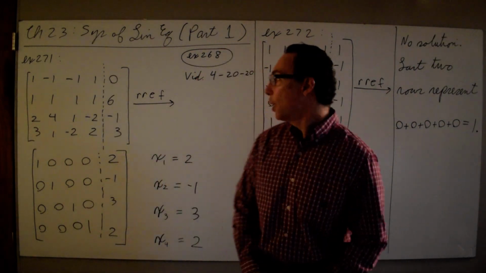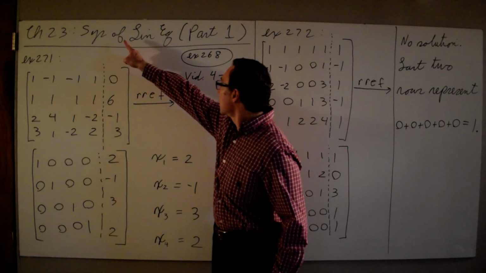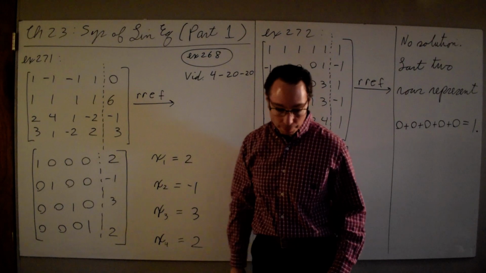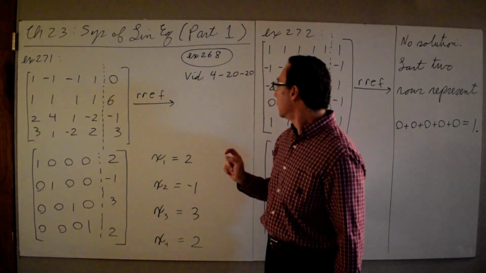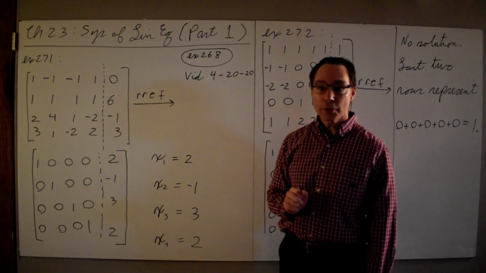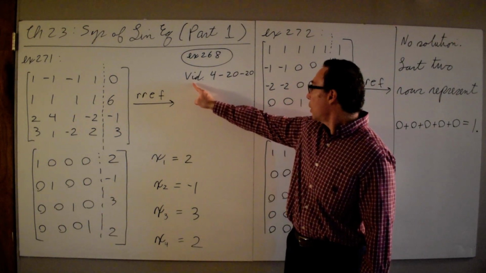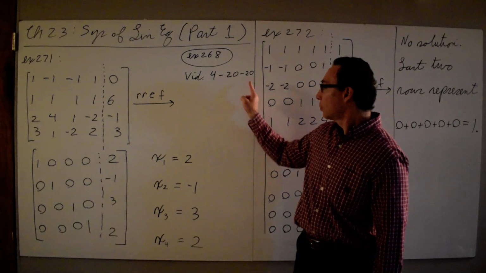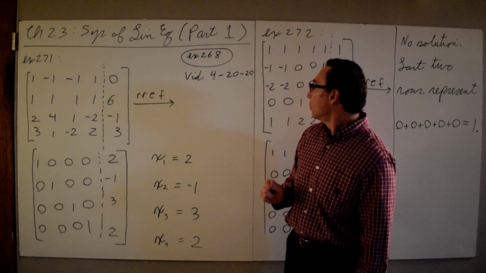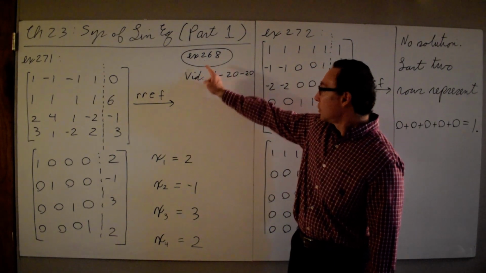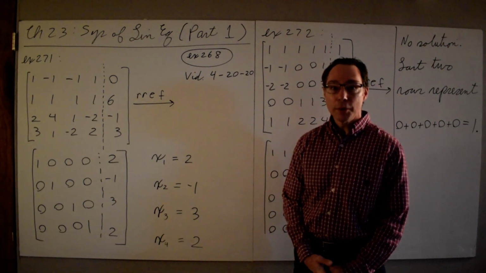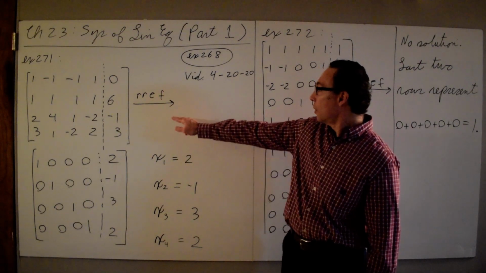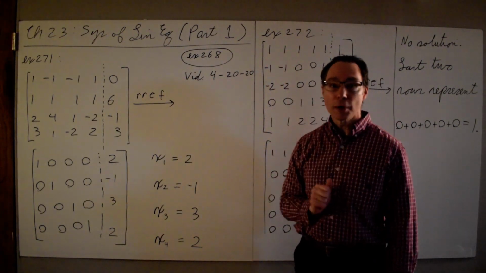This is the first video from Chapter 23, Systems of Linear Equations. I will not do example 268 because I did that in class yesterday. So see the video from the class 4/20/20 and you will see example 268 worked out in 4 different ways. What I am going to do in this video is example 271 and 272.